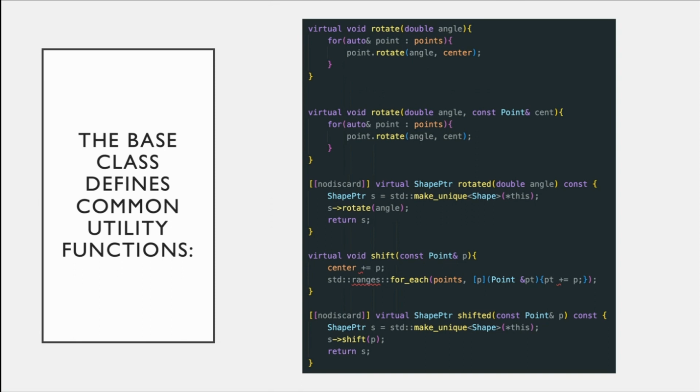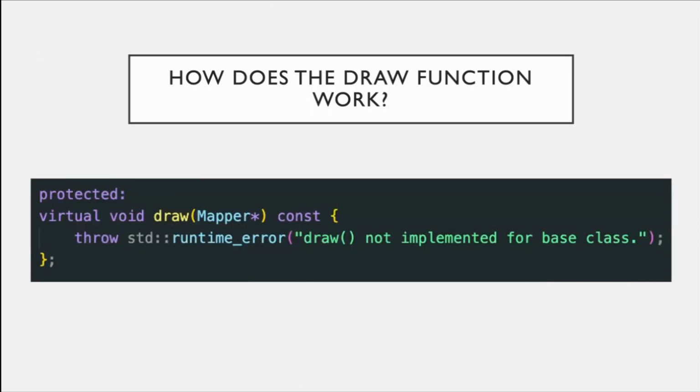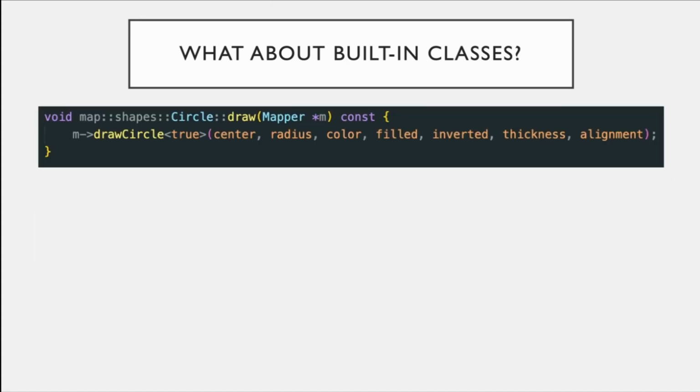Okay. So how does the draw function work? So in the base class itself, there's no actual shape. So I just throw a runtime error, right? But for built-in classes, built-in, I mean the ones that I provide to the user, I just override the method, which takes the mapper object. And since I already have these functions defined, like draw circle or draw triangle, I end up just calling them back again from the mapper.